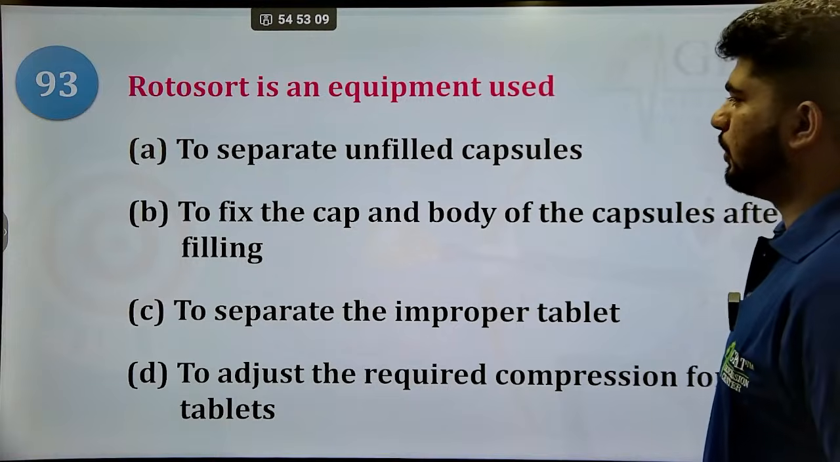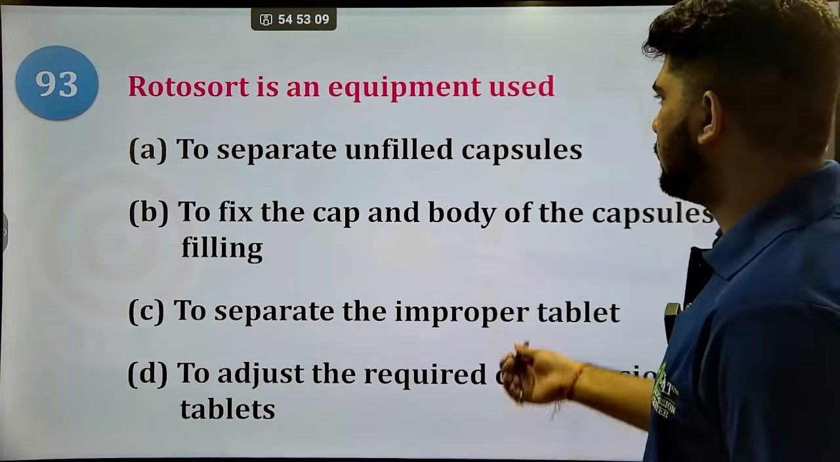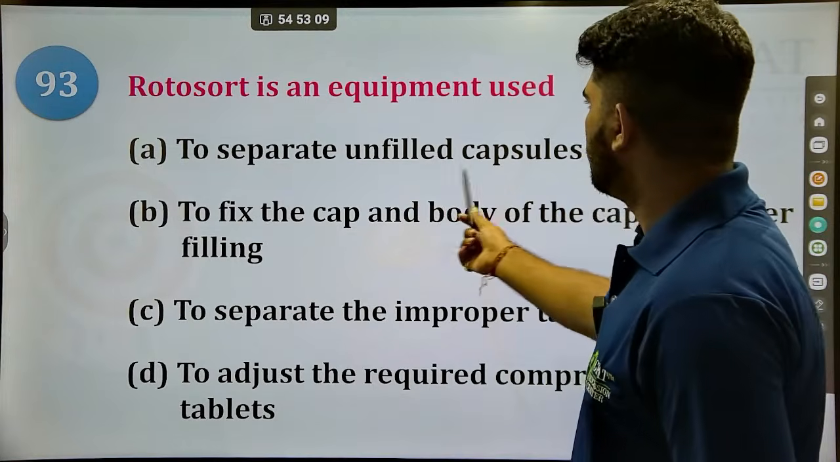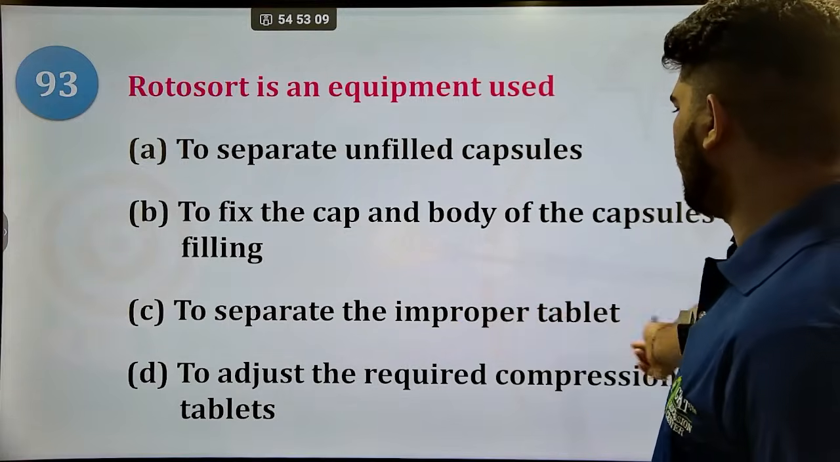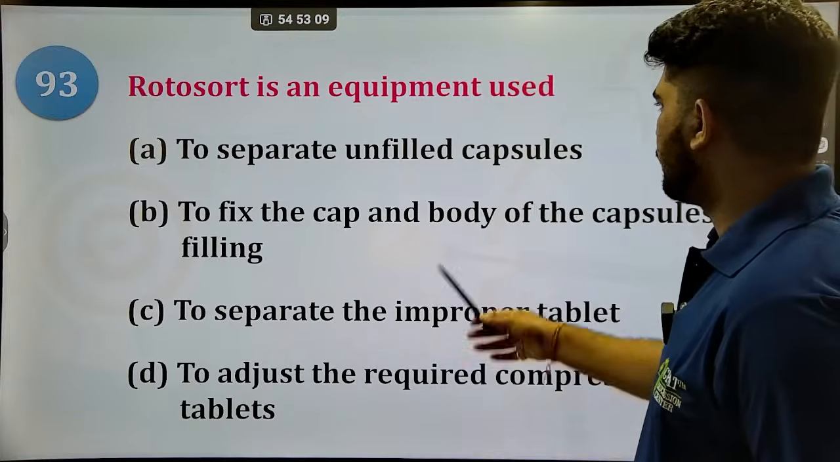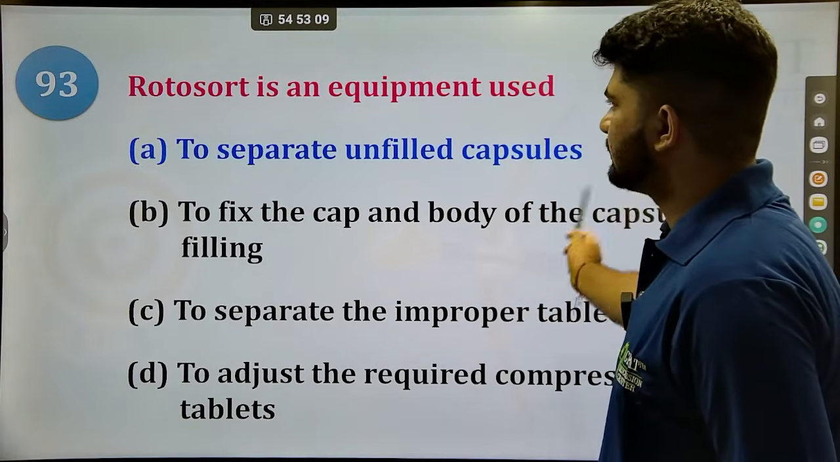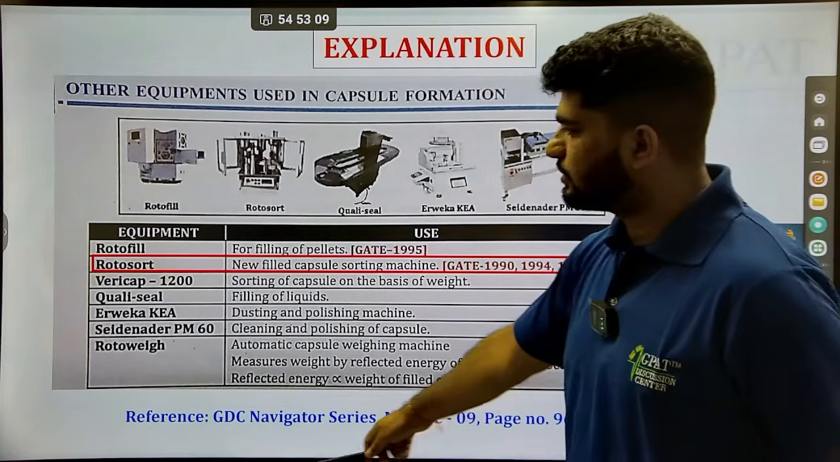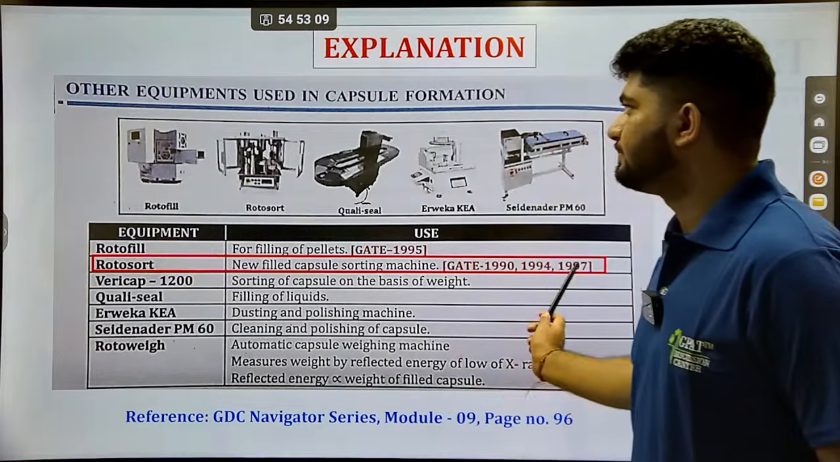Rotosort is an equipment of what? Rotosort. Sort means sorting. Sorting of what? Powder or pellets, to separate unfilled capsules, to fix the cap and body of the capsule after filling, to separate the improper tablet, to adjust the required compression for the tablets. Obviously not. That is your this one, to separate unfilled capsules. Yes. So this one is also important, guys. This equipment, this table is also very much important.